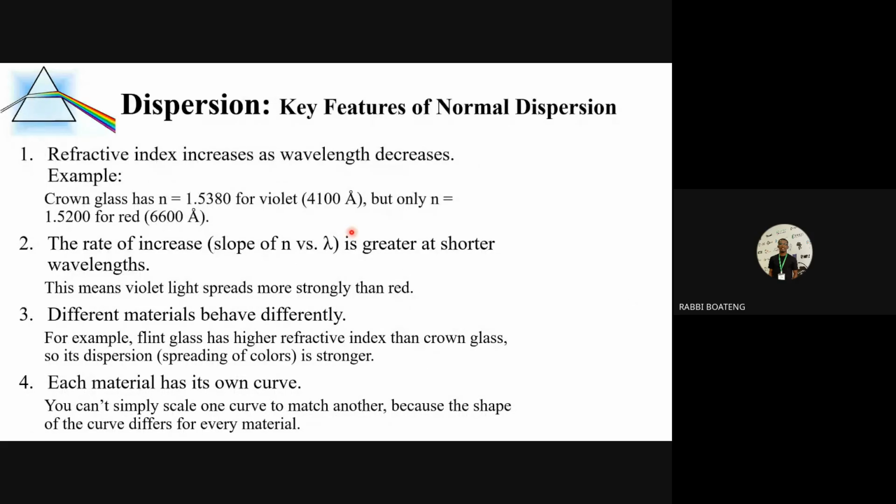When it comes to normal dispersion, we are given some four key features we have to abide with. And it's not an assumption, it's a practical thing that has been done. Is that okay? But we have to understand all these four features. And the first feature in a normal dispersion is that anytime you have a refractive index increasing, the wavelength is supposed to decrease. That is the very first feature.